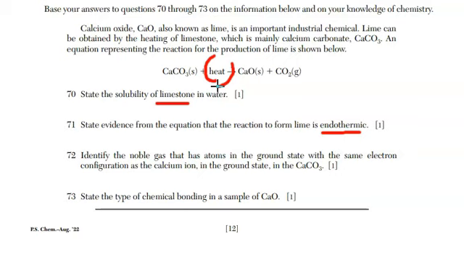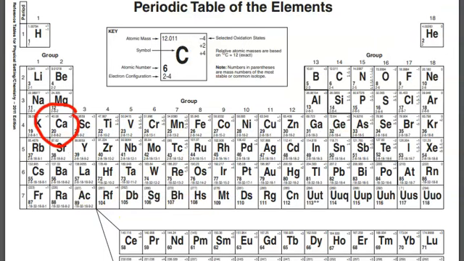For 72, it says identify the noble gas that has atoms in the ground state with the same electron configuration as the calcium ion in the ground state. Well, calcium as an ion has a charge of +2. Let's go to the periodic table and I'll explain. All right, so we're here at the periodic table. I've circled calcium. Again, calcium and all the other group 2 metals want to lose 2 electrons. That's why they all have a +2 in the upper right-hand corner.